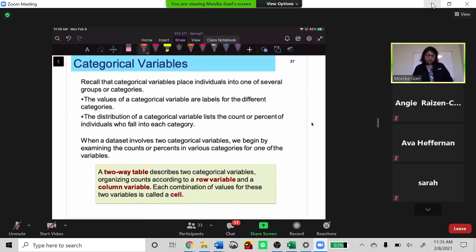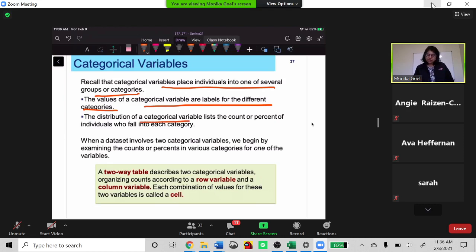Okay. So let's quickly review what we just did. A categorical variable places an individual into one of several groups or categories. We learned that in chapter 1. The values of categorical variables are labels for the different categories. And when we are working with a categorical variable, we use a pie chart or bar graph. The order of the categories does not matter. You can move from any order, from 1 to 5 or 5 to 3. You can just swap around. It's not going to change anything.